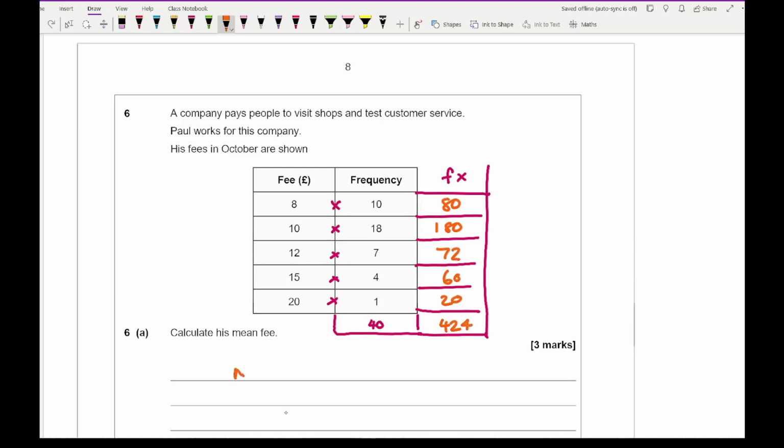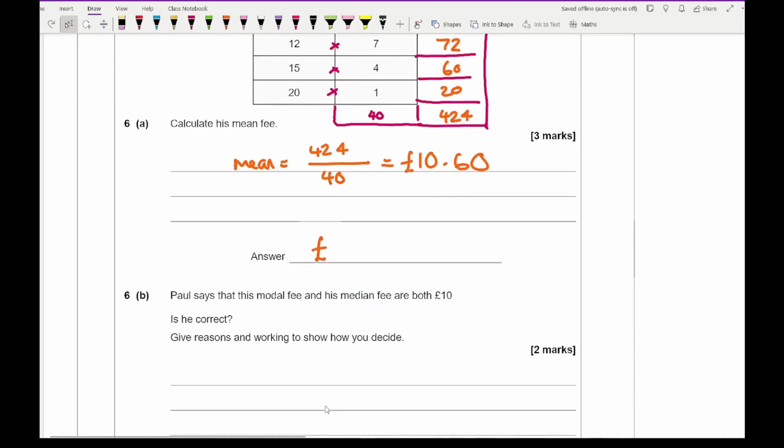Then to work out the mean, it's the total of FX, which is 424, divided by the total frequency, which is 40. And if I type that all into my calculator, I get an answer of 10.6. Well, because it's dealing with money, I want to add a 0. So the answer then is £10.60.